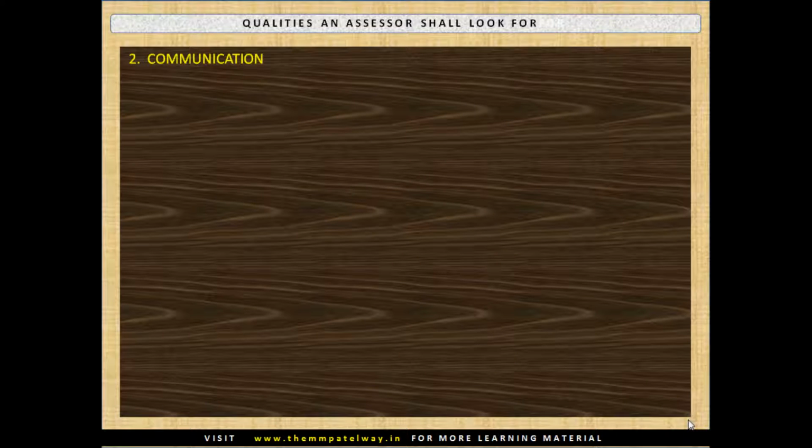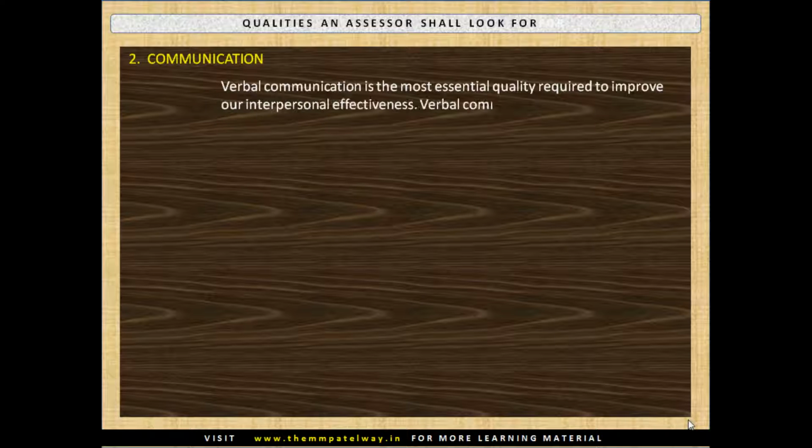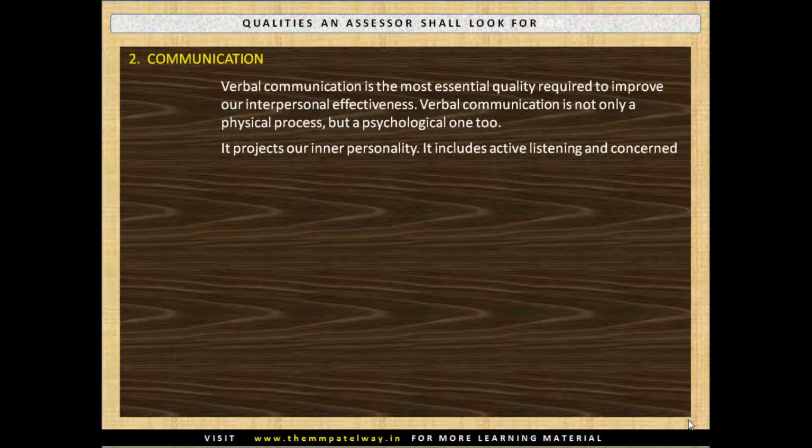Next is your communication. Verbal communication is the most essential quality required to improve our interpersonal effectiveness. Verbal communication is not only a physical process, but a psychological one too. Many a times we feel that our communication is a physical process. No, when we communicate, we get into communication process psychologically involved. And therefore, in a group discussion session, you project many of your psychological traits. Our communication projects our inner personality.